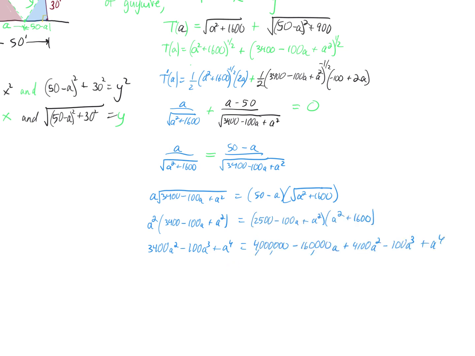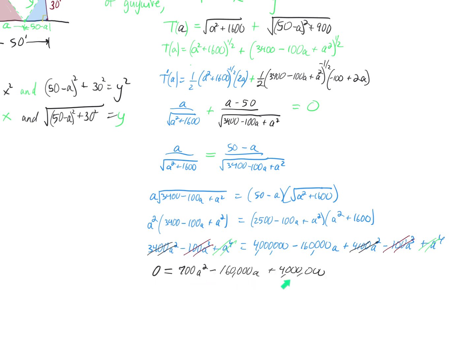It's a quartic. Let's collect all of our terms on one side. Wait a second. A to the fourth and a to the fourth cancel out. And negative 100 a to the third and negative 100 a to the third cancel out. We have ourselves a quadratic. Subtracting 3400 a squared from both sides leaves us with just 700 a squared on the right. Minus 160,000 a plus 4 million.